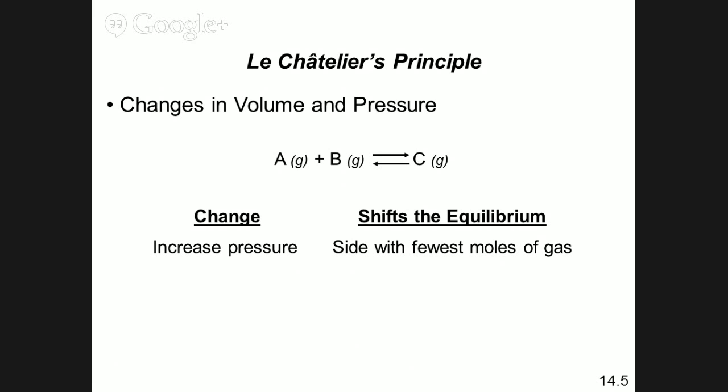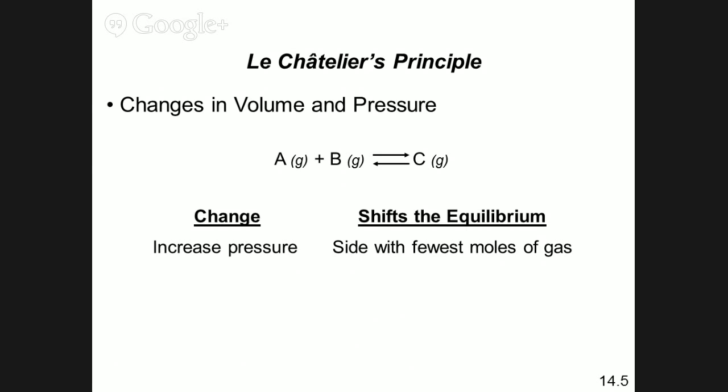Now, notice what it says here. It shifts to the side with the fewest moles of gas when you increase the pressure. Well, how do I do that? Basically, those numbers in front of the different compounds are moles. So all I have to do is add them up, and whichever side has a bigger number, if I increase the pressure, I want to go to the side with the smaller number.